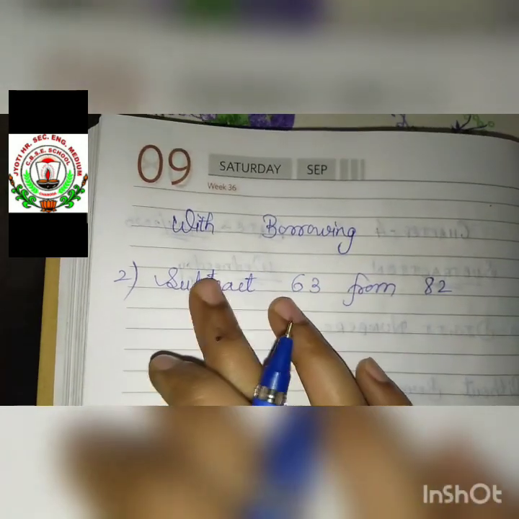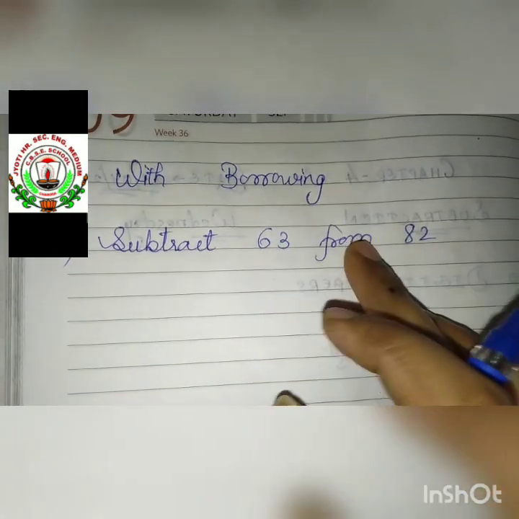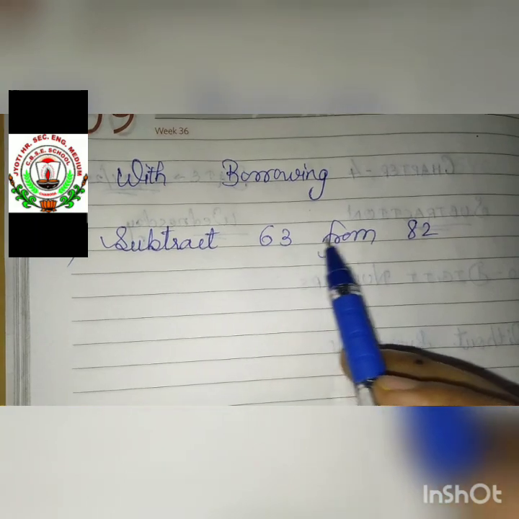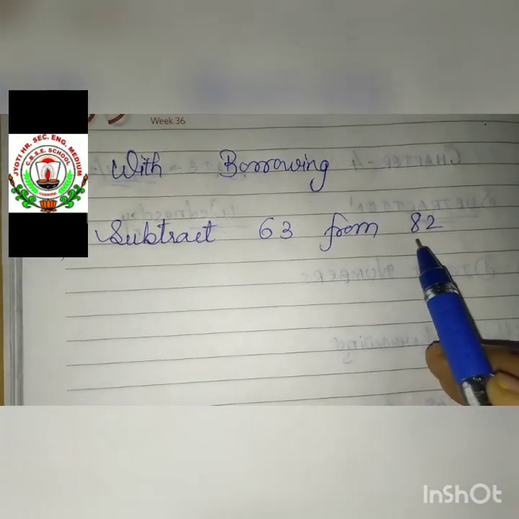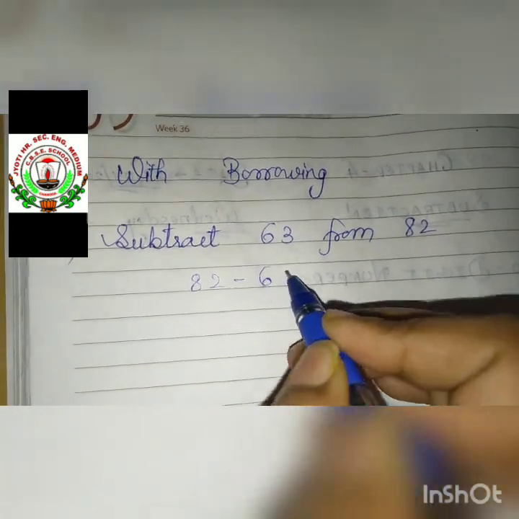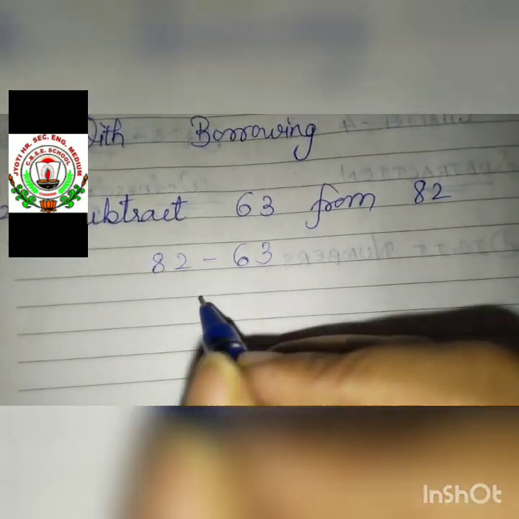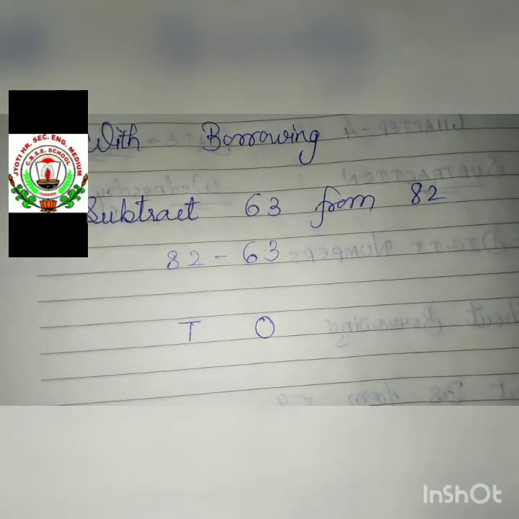Now children, we will see the example with borrowing. Suppose subtract 63 from 82. Here also we can use two methods. I am using the "from" method. So after "from", what number is written? 82. So we will take 82 first, and the second number, whatever is given, we will write down second. 82 minus 63. Again I will make tens and ones columns.